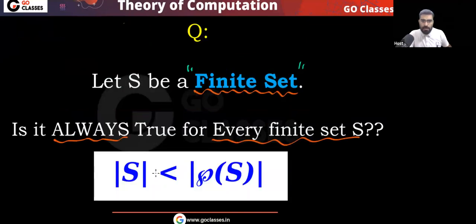Now you tell me, is this statement true? That the cardinality of S is strictly less than the cardinality of the power set of S for every finite set. The answer is yes. Yes, this statement is true. For every finite set, this will be true. You can check any finite set.